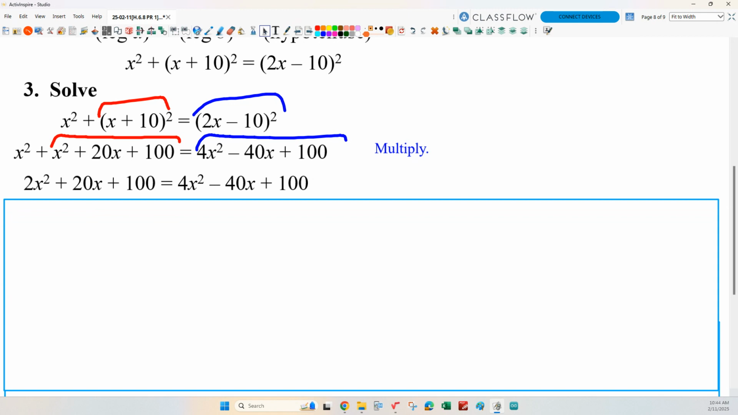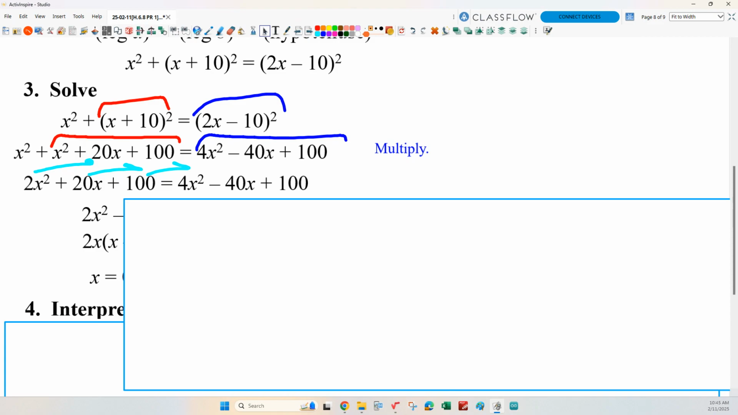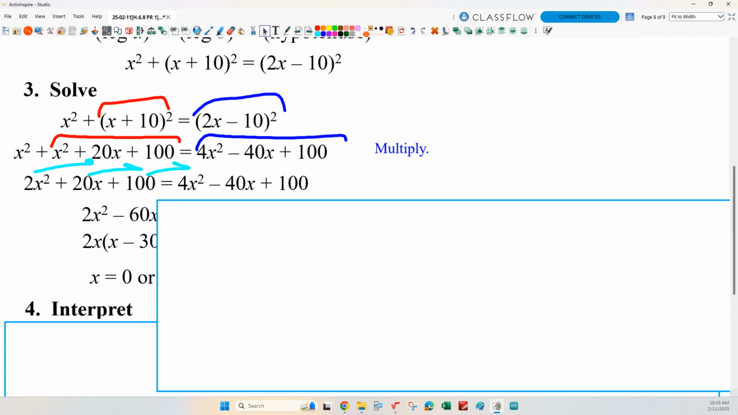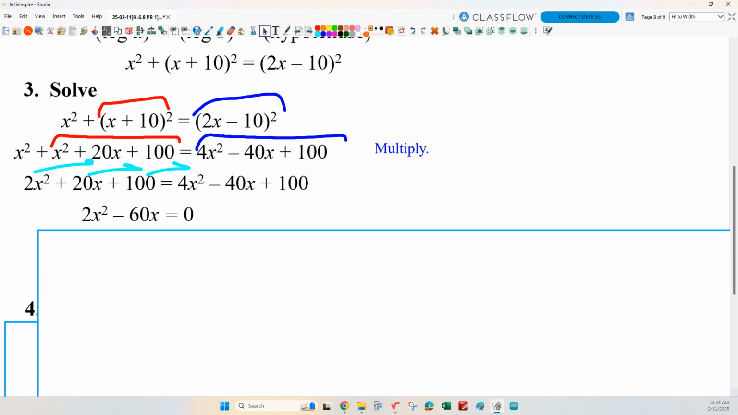I'd say the right side. How come? Because we want a positive coefficient of x squared to make things easier, right? So we would actually take all these terms and subtract them to the right side. So 4x squared minus 2x squared is 2x squared, right? Negative 40x minus 20x is minus 60x, and 100 minus 100 is 0. Those guys cancel. So we end up with that equation. Everybody agree? Okay. Now what?